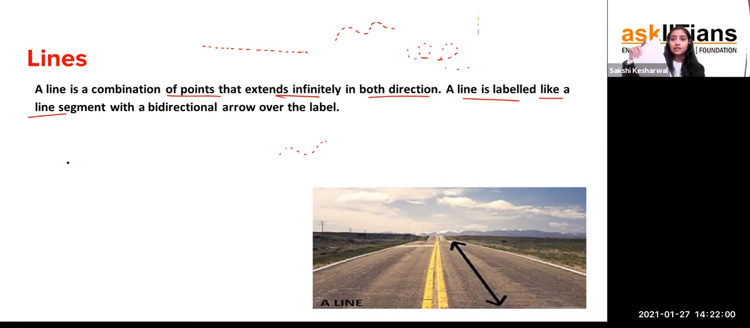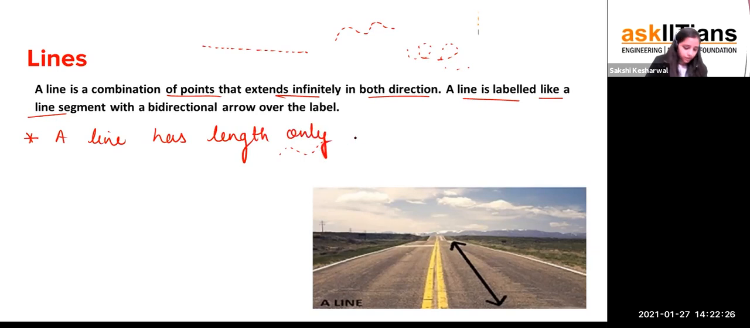So here I'm just taking a simple example. Yes, this sheet can be a very big sheet, right? Right now it's a small sheet, so here we are working on the small sheet only, right? So we'll write it down. What we will write down, the important point is that a line has length only, right? Length only. It has no breadth and no thickness.